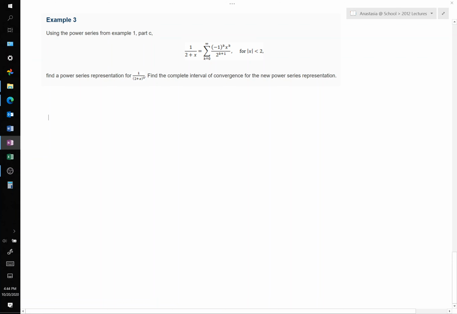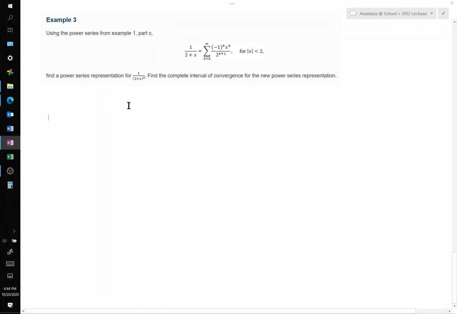So in example 3 we are going to use the power series from example 1 part C. So this is what we found in the previous lecture on this section, that 1 over 2 plus x, that function is equal to the sum from k equals 0 to infinity of negative 1 to the k, x to the k over 2 to the k plus 1. And this is true for the interval of convergence where the absolute value of x is less than 2.